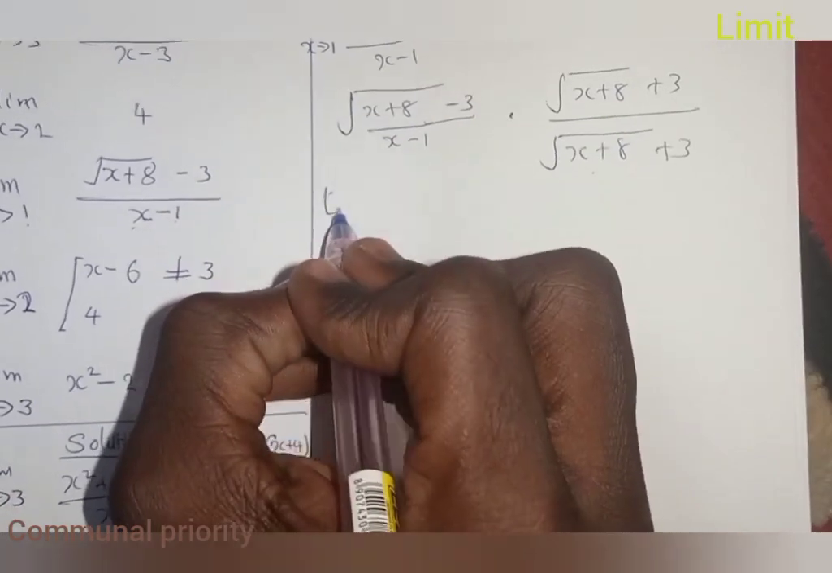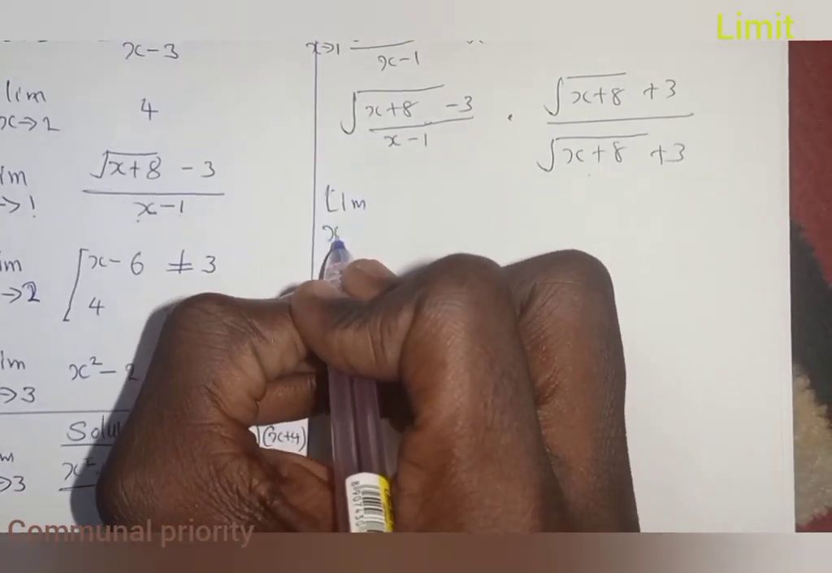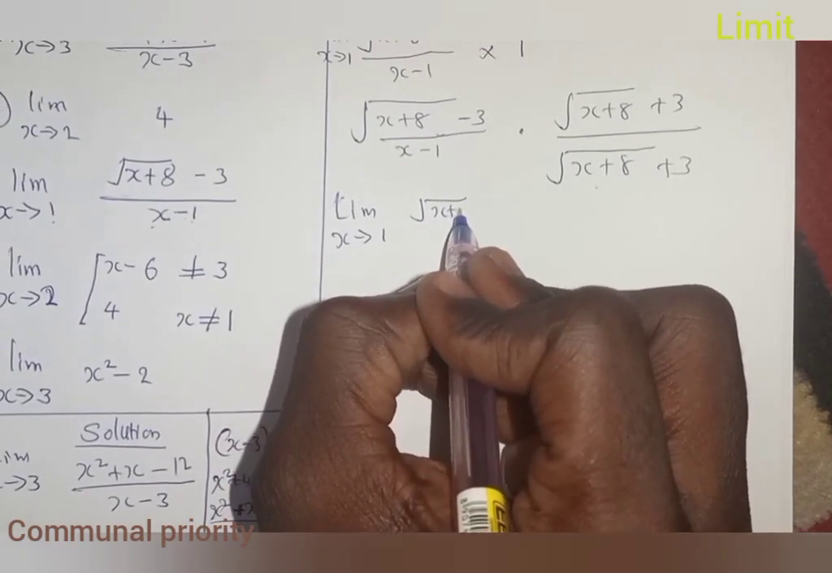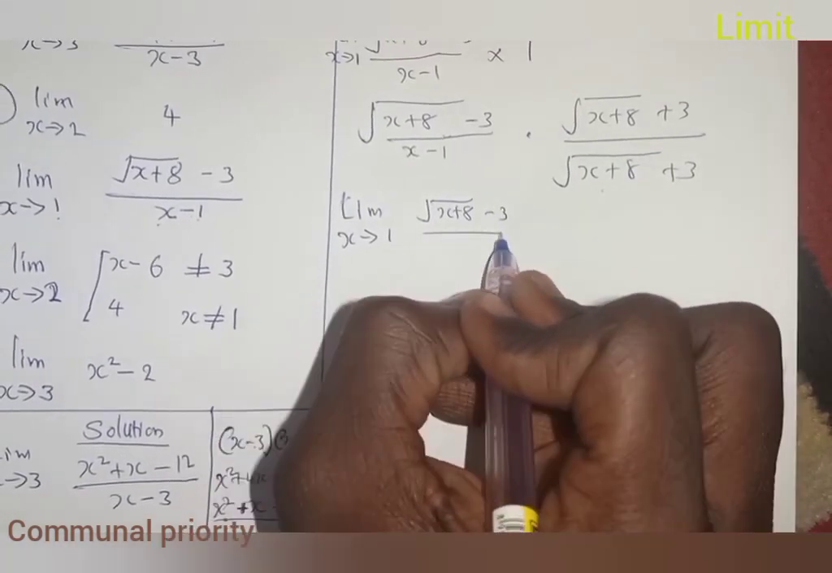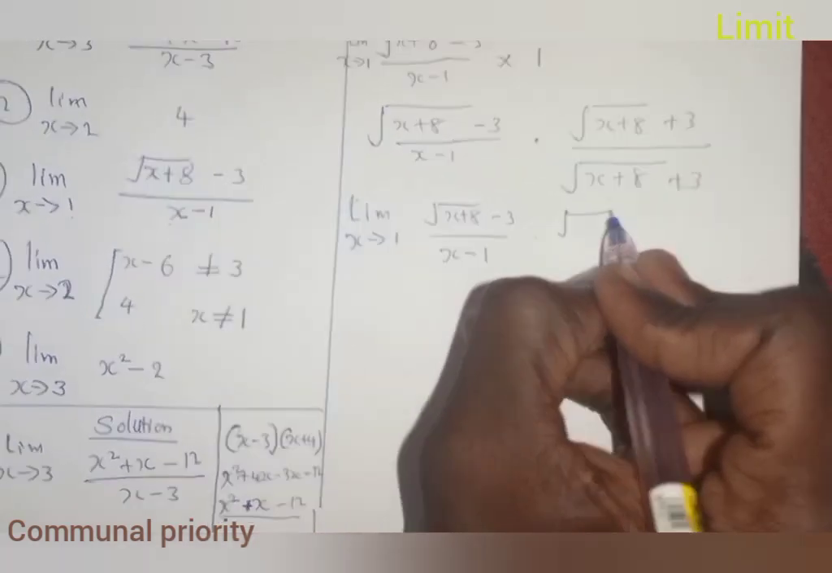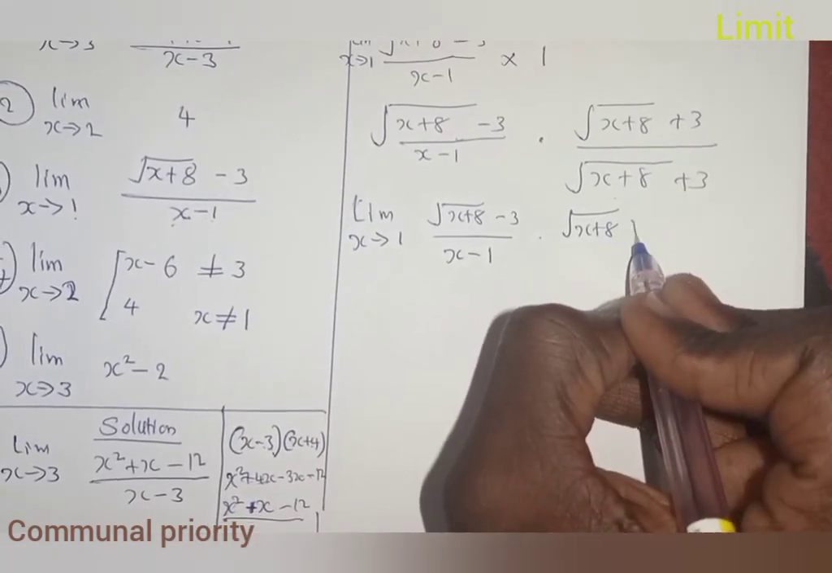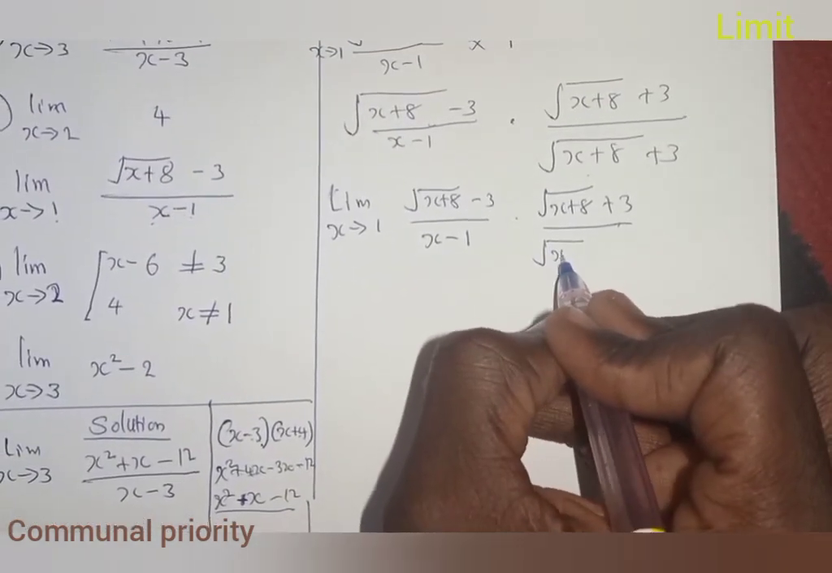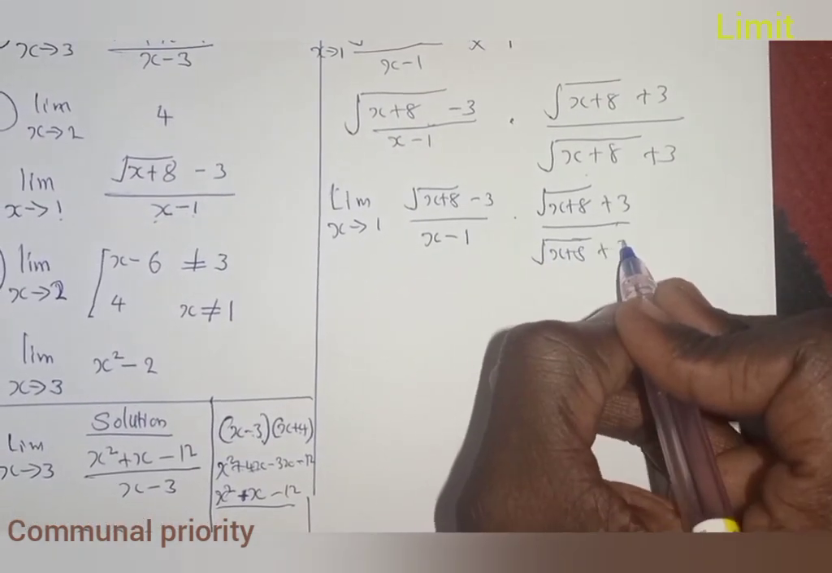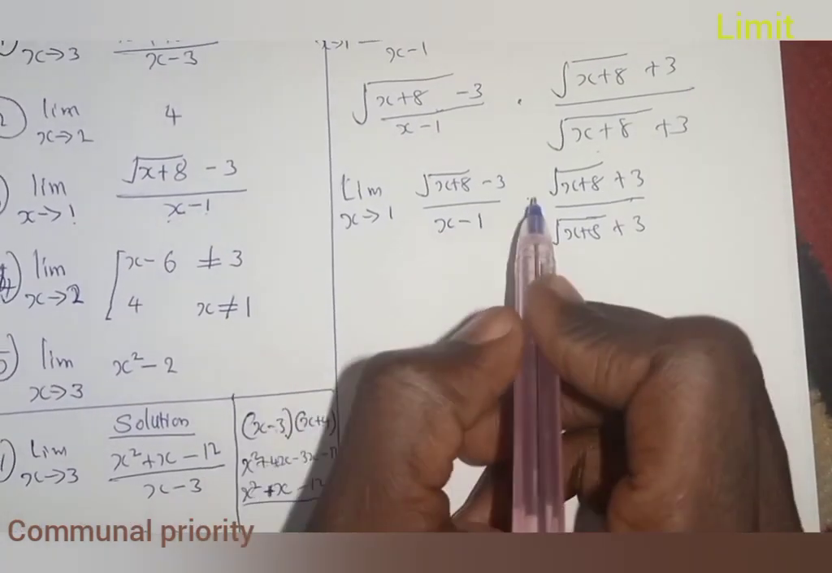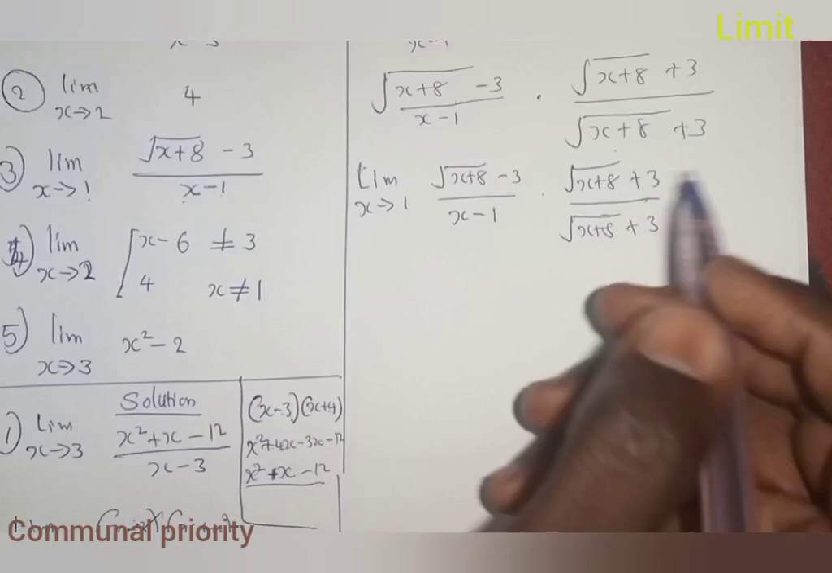So therefore now we will have the limit as x approaches 1 of (square root of x plus 8 minus 3) all over (x minus 1), multiplied by (square root of x plus 8 plus 3) all over (square root of x plus 8 plus 3). This is the surd rule. It's usually used in surds. So the first thing we'll do now is multiply the numerator as well as the denominator.